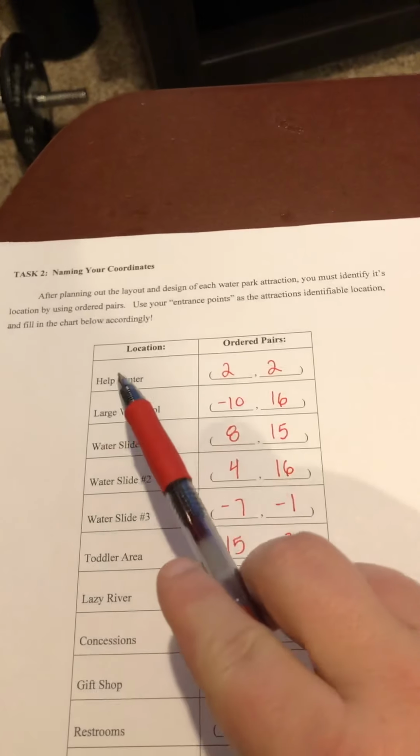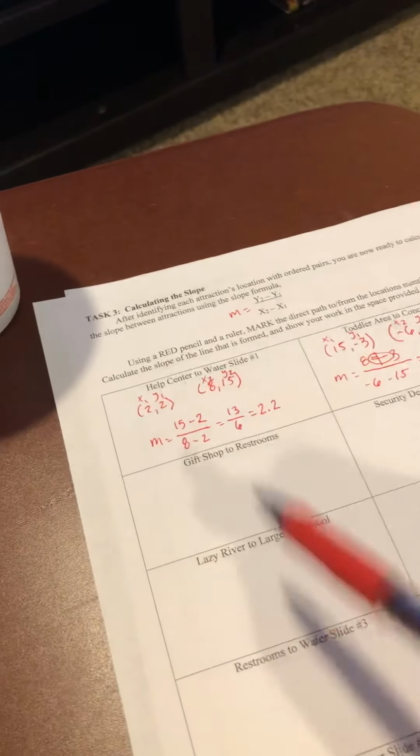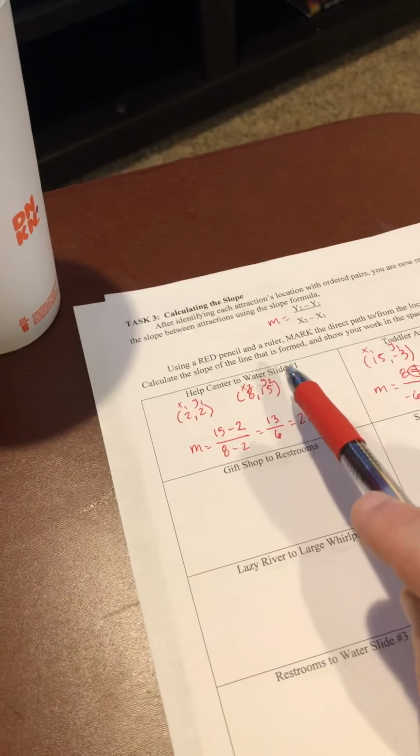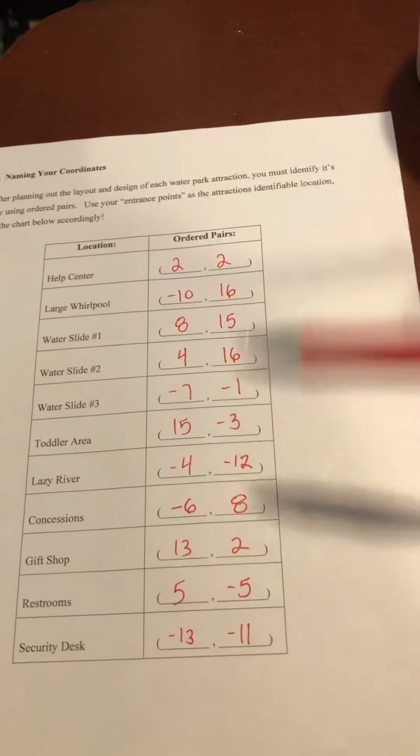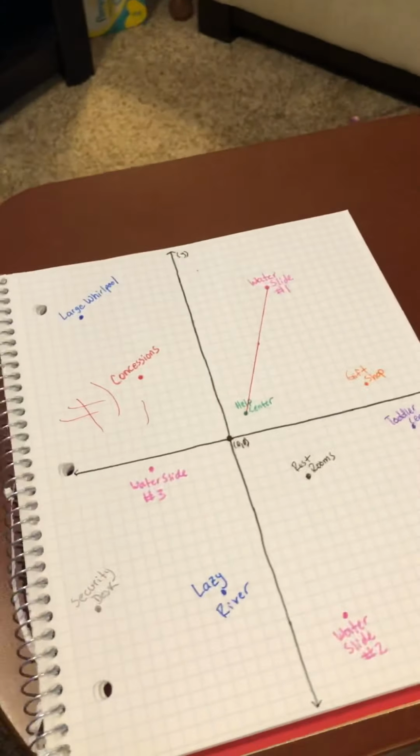So if you can see the help center and water slide number 1, that was the very first thing it asked me to find, the slope from the help center to water slide number 1. And I got these coordinates, again, task 2, I got these coordinates from my example. And this is my example.